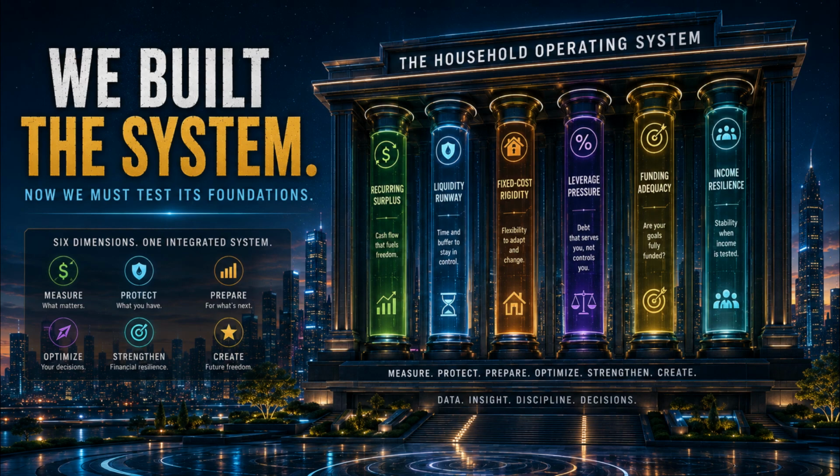In Season 3, we introduced a powerful idea, optionality. The ability to absorb shocks, the ability to pursue opportunities, the ability to make decisions from a position of strength rather than necessity. To measure optionality, we built 6 dimensions of financial strength: recurring surplus, liquidity runway, fixed cost rigidity, leverage pressure, income resilience, and funding adequacy. Together, these dimensions formed a framework capable of measuring the structural health of a household.